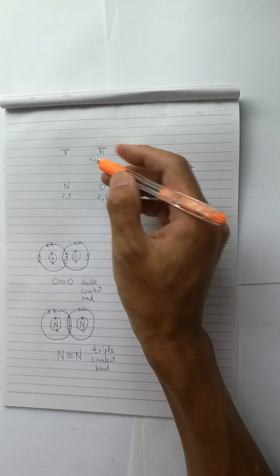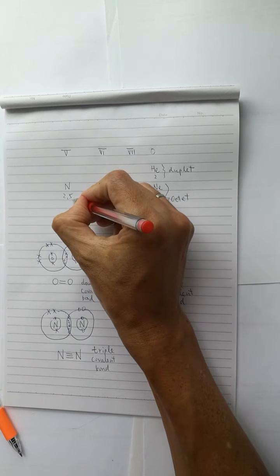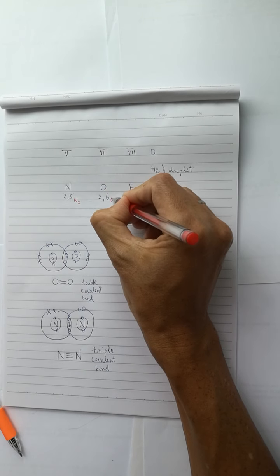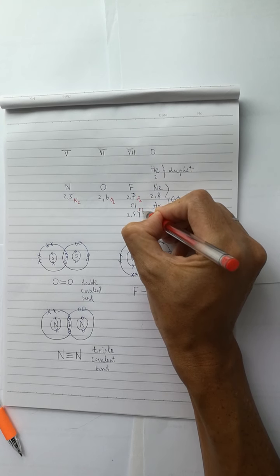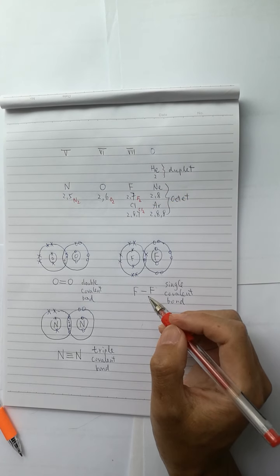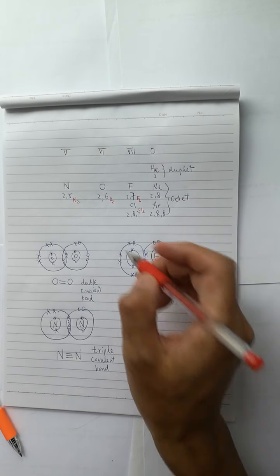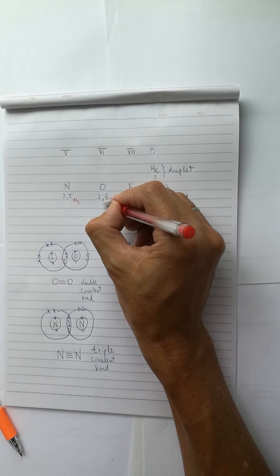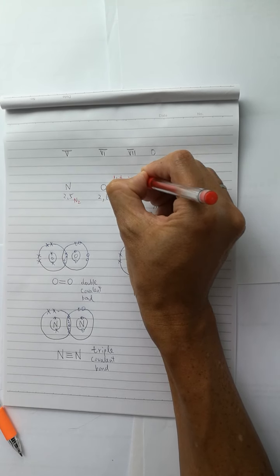So the nitrogen forms N2, oxygen forms O2, F2, Cl forms Cl2. They are made by two atoms. They are called diatomic molecules.